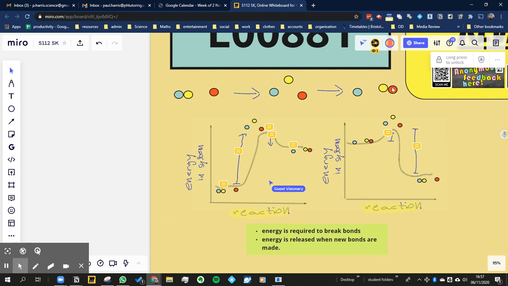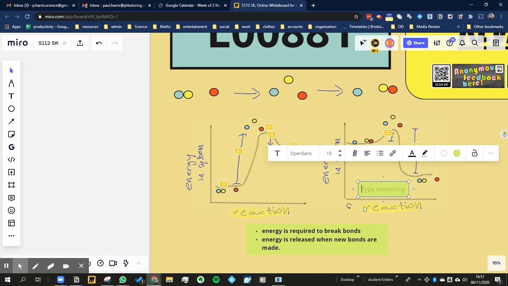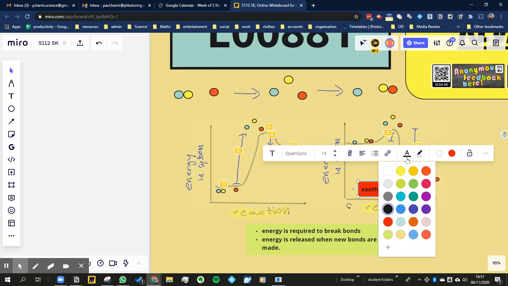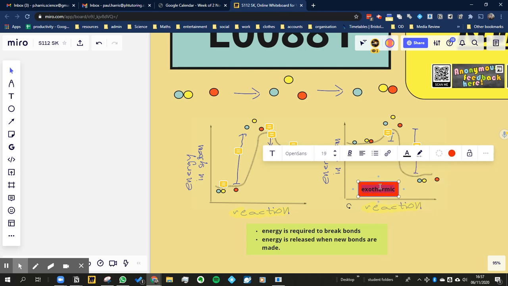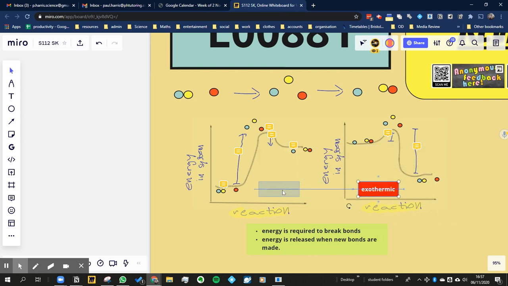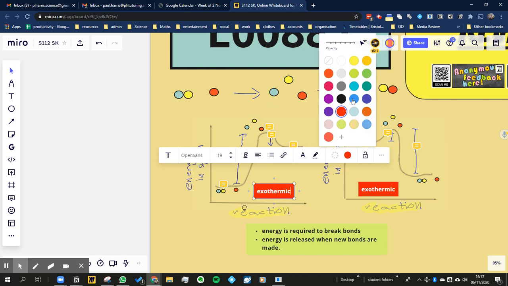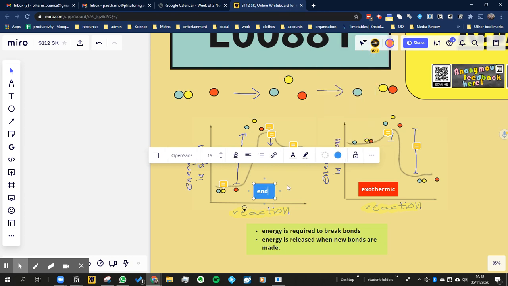Correct. Good. So the one on the right, because it's releasing energy, it's giving out energy, then we would call that exothermic. So let's just label that. And the one on the left, let's give it a nice sort of red color with white writing, because it will feel warm. Whereas this one is taking energy in, so we'll give that a nice blue color. And this is endothermic. It's taking heat in.